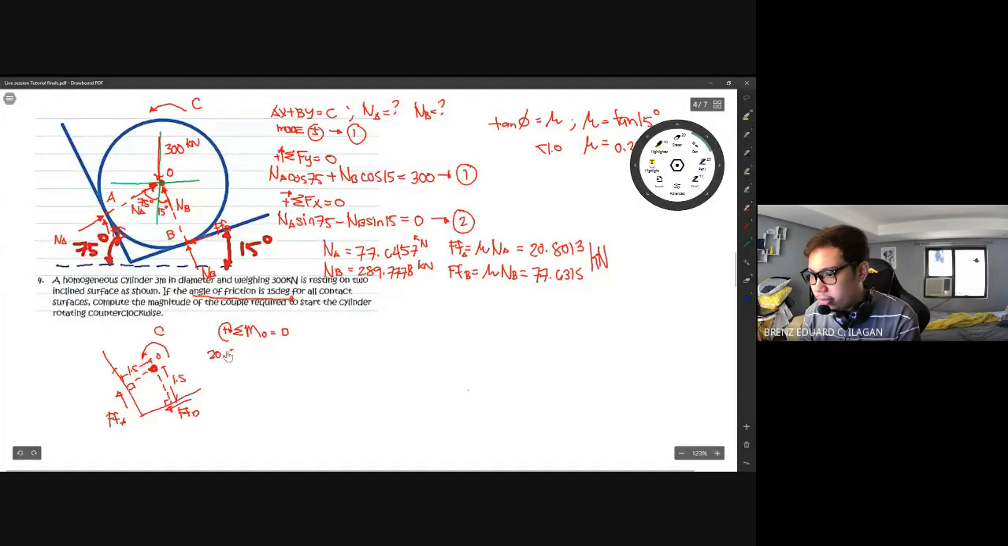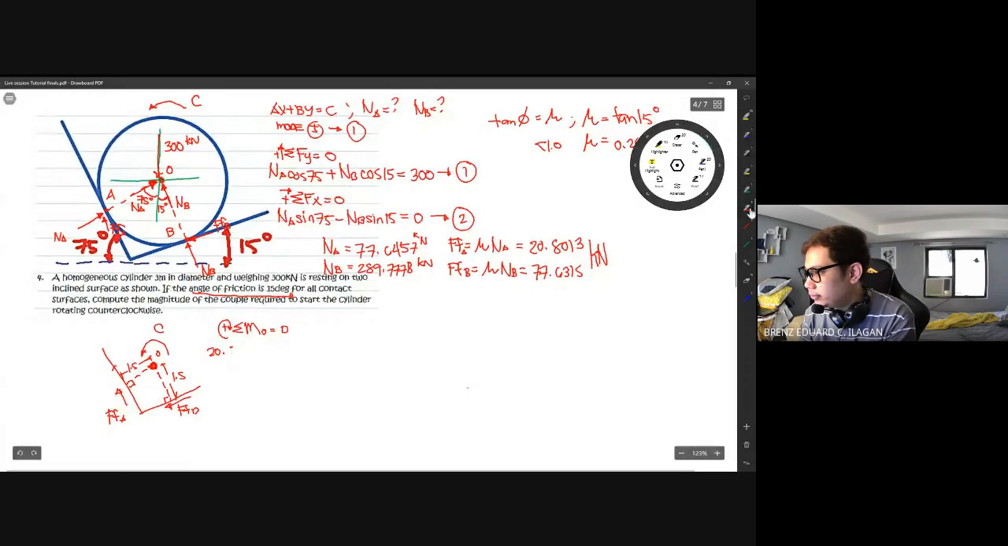Ayan, so guys, 20.8013 multiplied by the perpendicular distance or the radius of the cylinder. So plus, since going the same direction siya, frictional force ni B na 77.6315 multiplied by 1.5. So minus yung C natin, yung couple. Or equals mo na siya, transpose mo sa kabila. So ano yung value ng ating couple moment?